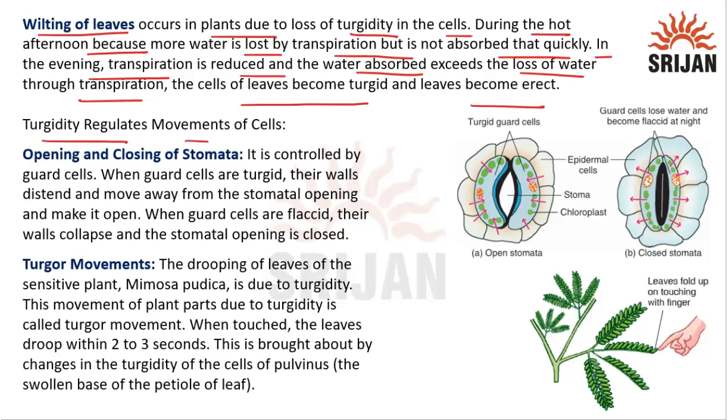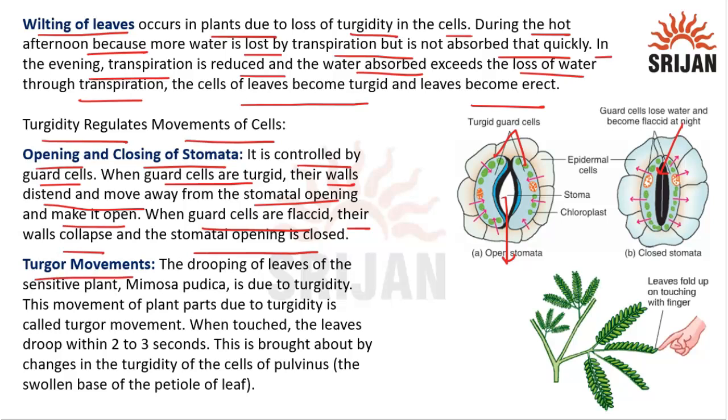Turgidity regulates movements of cells. First, opening and closing of stomata. It is controlled by guard cells. So these are the guard cells. When guard cells are turgid, their walls distend and move away from the stomatal opening and make it open. So this is the stomatal opening. When guard cells are flaccid, their walls collapse and the stomatal opening is closed. So here we can see the stomatal opening is closed.